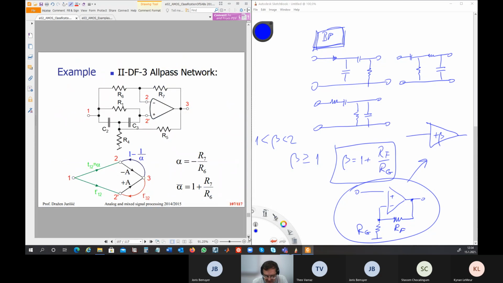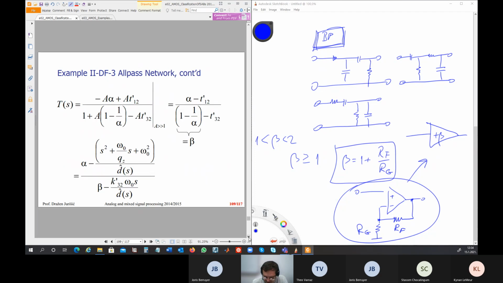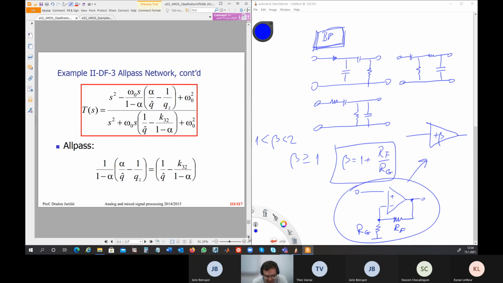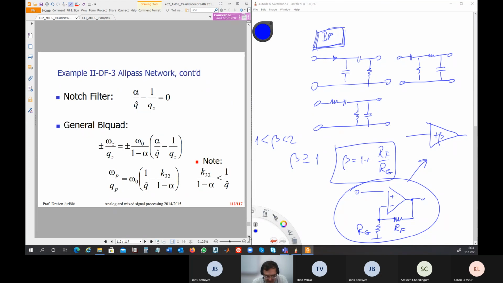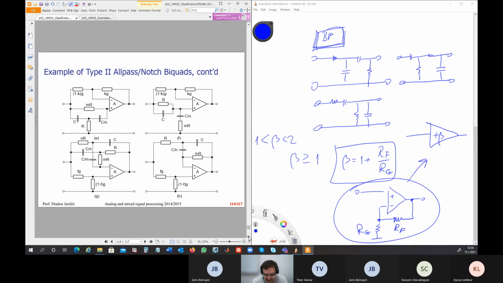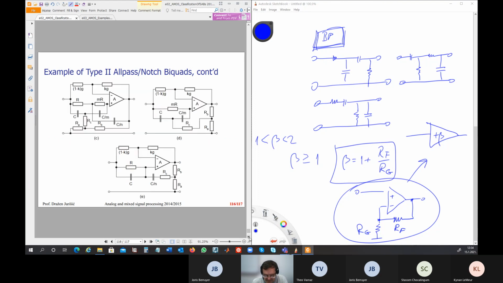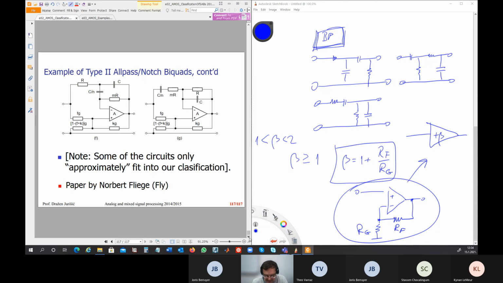Here is another example of an all-pass network. Here are parts of it, so you can try to calculate it at home. This is the condition for having all-pass. This is the condition for having notch filters. Here are some examples of all-pass and notch biquads. We start with all-pass, so you see plenty of them. Here and here and here, and below are notch filters. There are really many of them. You see how many they are.